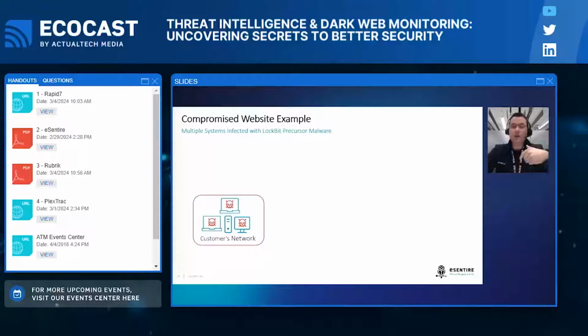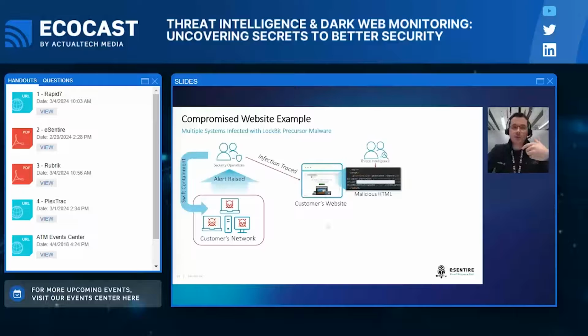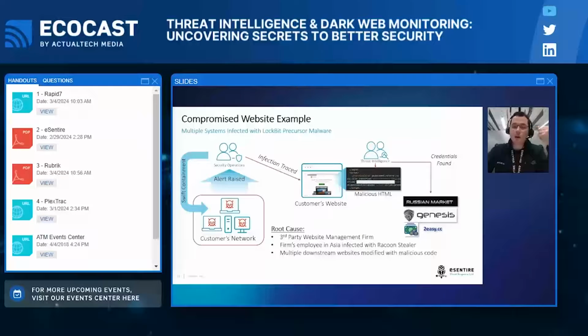In this particular case, our SOC identified malware on multiple systems within a manufacturing customer's network. They followed their standard containment process and alerted the customer. The SOC traced the infection to the customer's own website, and our threat intelligence team identified malicious code which had been inserted into the website's source code. Now, our team took a look at our dark web platform to try and identify the source of the compromise, and we identified credentials with access to that website's backend on Russian Market. Now, here's the interesting part. These credentials didn't belong to the customer.